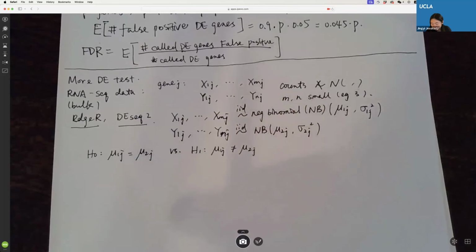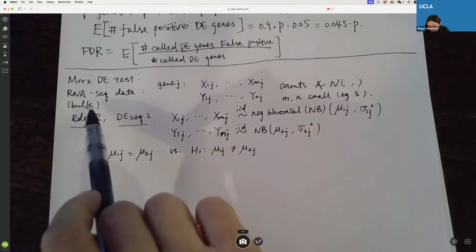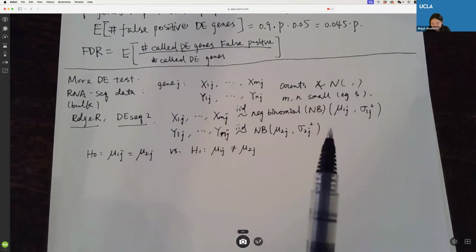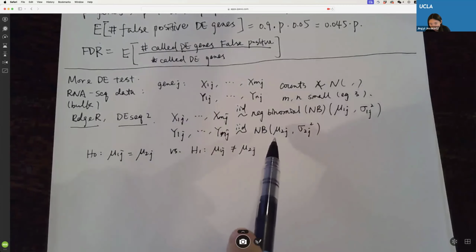In the work that my group published in 2022, which has received a lot of interest in the bioinformatics field, we pointed out that if you apply edgeR and DESeq2 blindly to bulk RNA-seq data of patient samples, not experimental replicates, then there could be a surprisingly large number of false positives that you didn't expect. Why is that? The reason is actually in the negative binomial assumption.